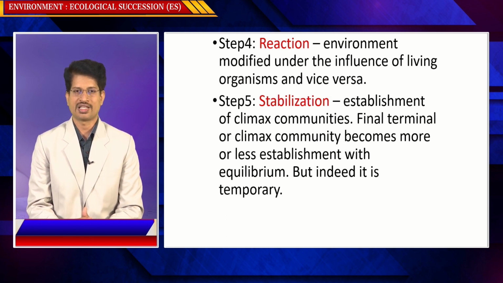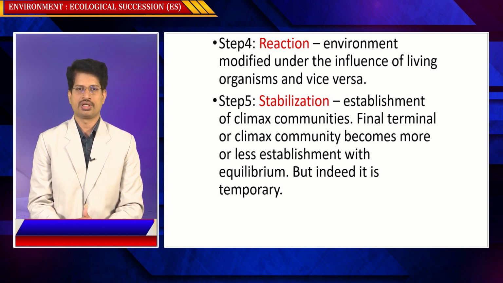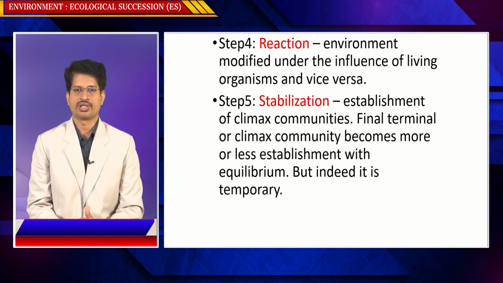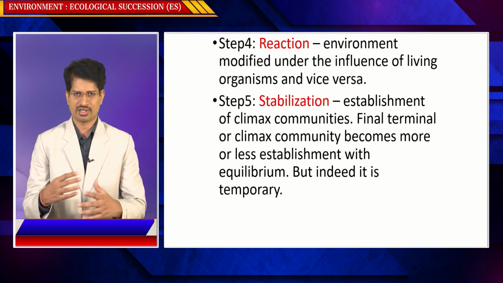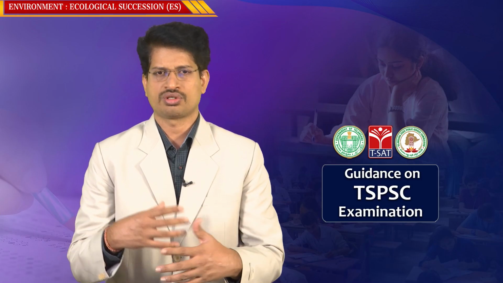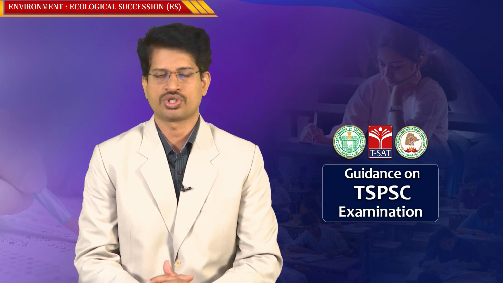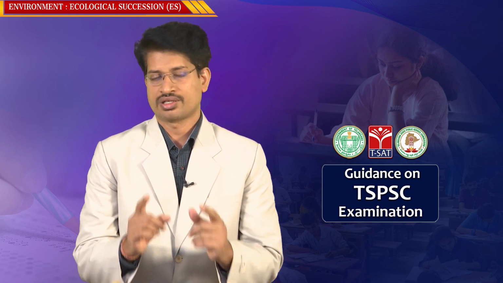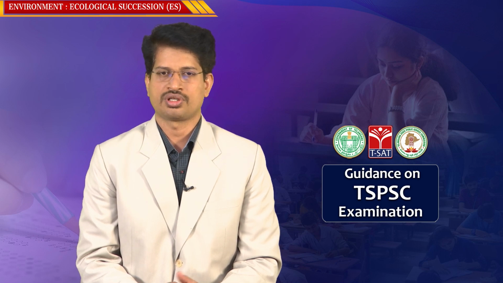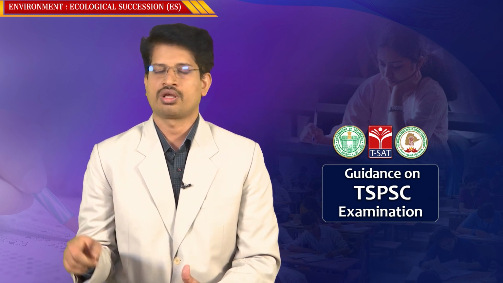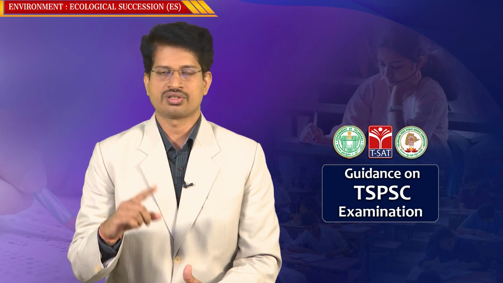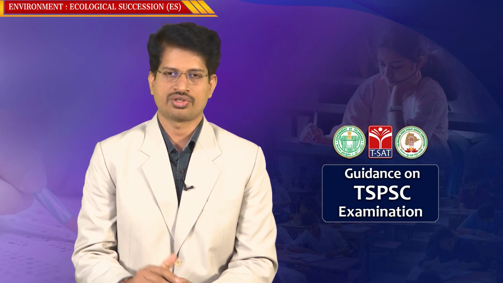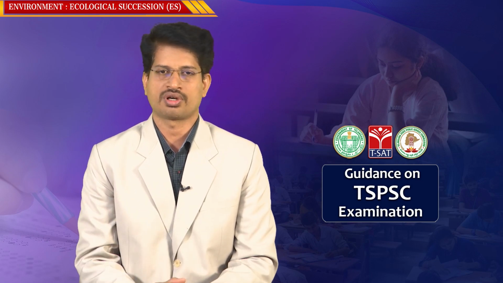Next is stabilization, the establishment of climax communities. The final, terminal or climax communities become more or less established with equilibrium, but indeed it is temporary. So after this reaction, interaction, competition and establishment, there will be a final establishment of species, which is described as climax communities. But one thing you need to remember: this is not a permanent stage, because succession is continuous, and different types of species re-establish themselves again in future conditions.